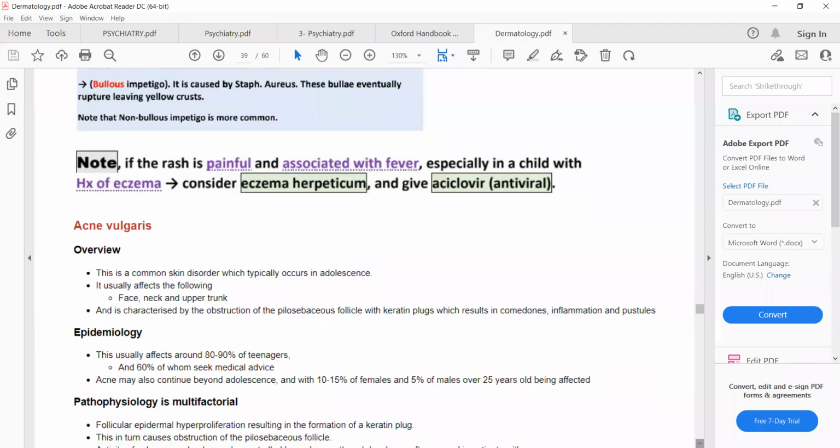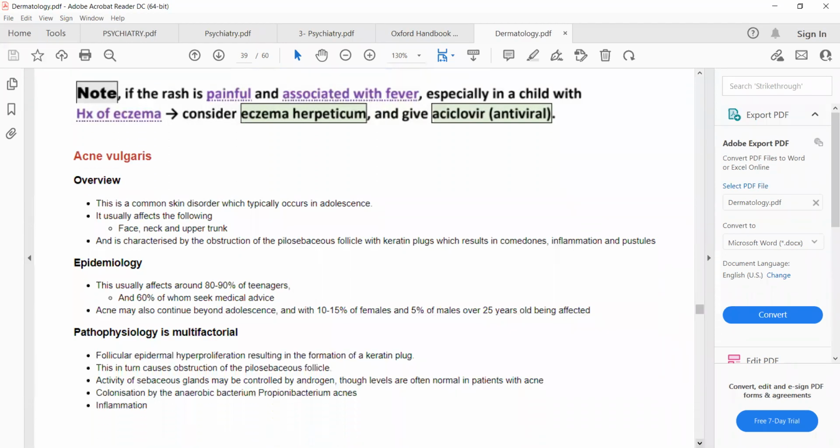So this was all about some bacterial skin infections and their management and how to differentiate between different types of bacterial skin infections. I hope it's clear, everyone.